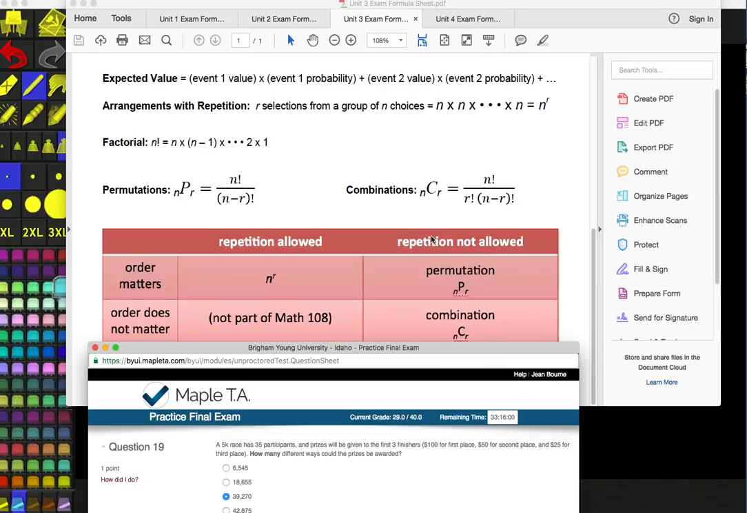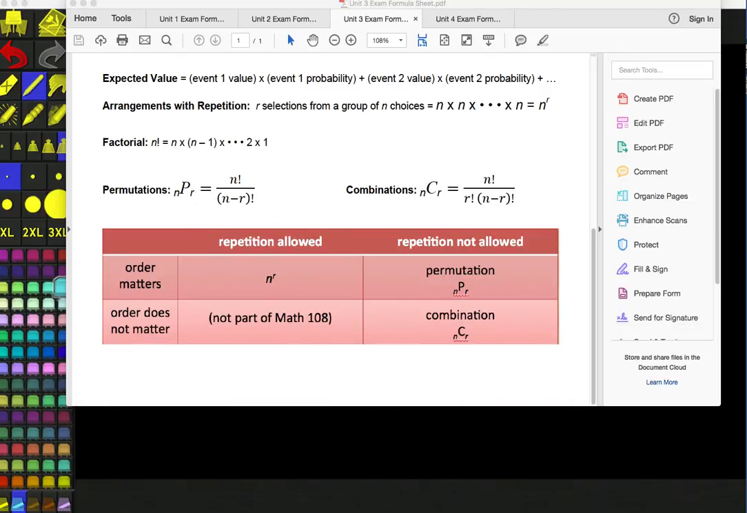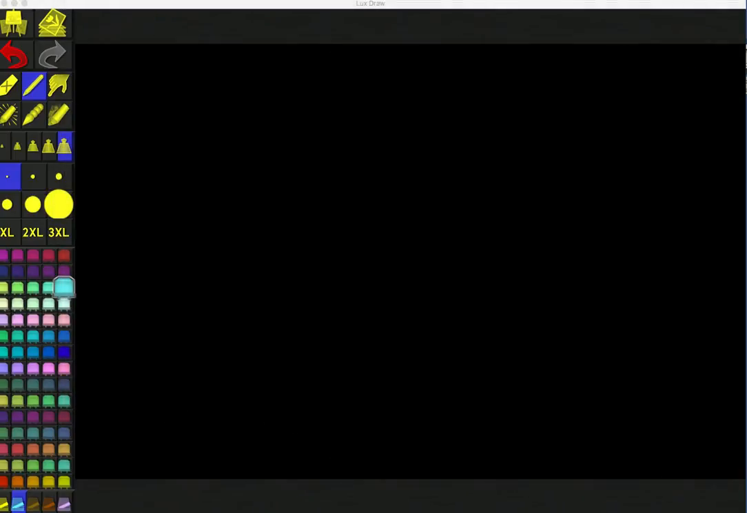Then I'm going to come over and say, does order matter? And order does matter. It matters if you get first place, second place, or third place. So we are dealing with a permutation, which the formula for this is right here. So my permutation formula is n factorial over n minus r factorial.